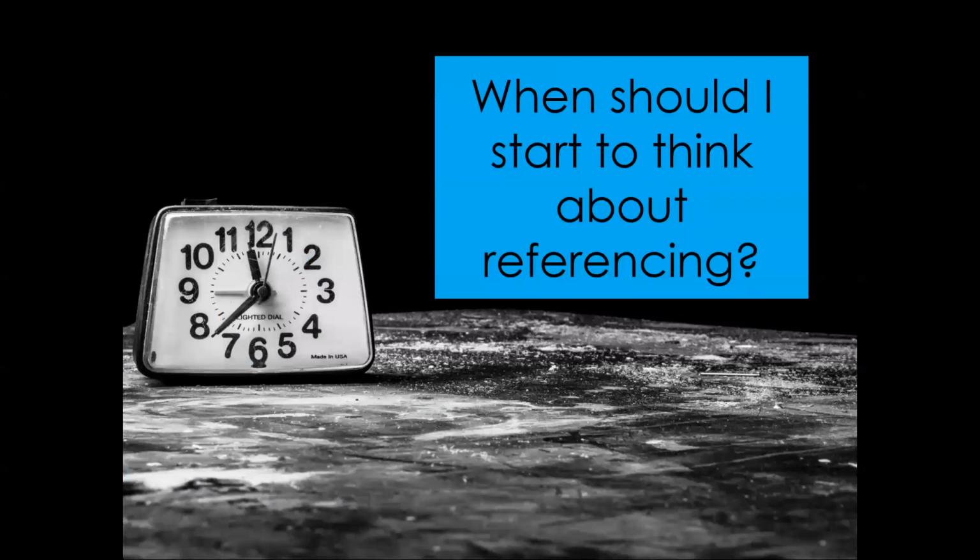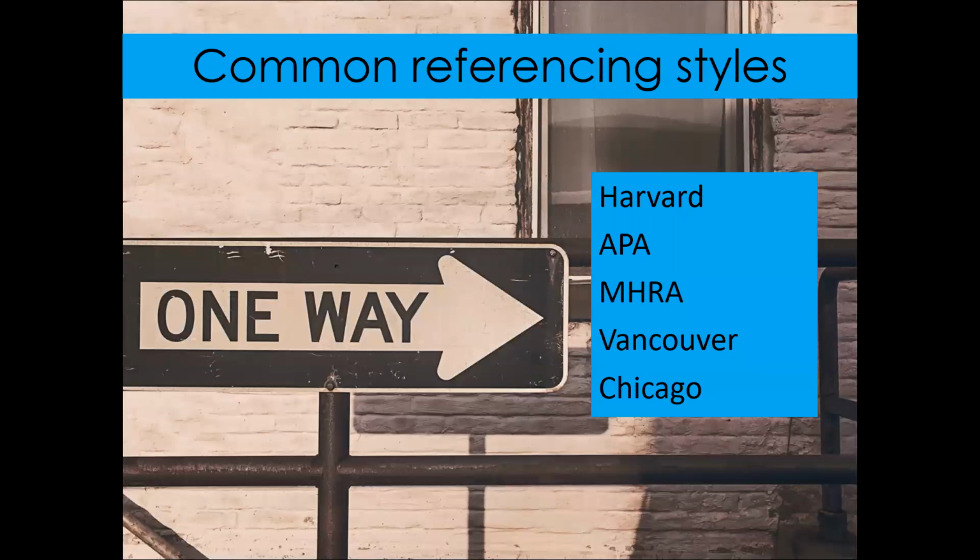It's always tempting to leave referencing to the end, but it's much easier to do it as you go along and leaves you with far less of a challenging and boring task to do just before handing in. The most common styles being used across Cambridge are Harvard, APA, and MHRA, but you might also come across Vancouver, Chicago, and other styles that are specific to a subject, such as Oscola for law.